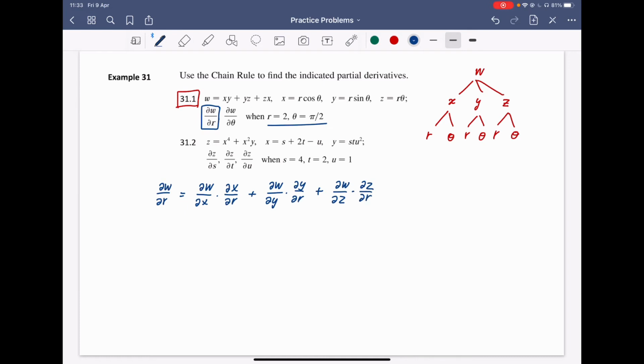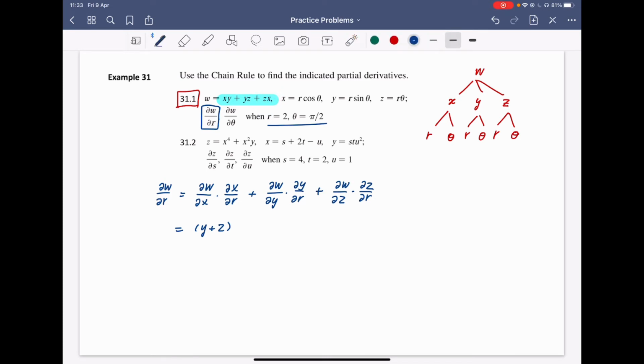Now you just need to differentiate. Differentiate W with respect to x. W is here, highlighted in light blue. With respect to x, you're going to get y plus z. Try to go slow and you will see it. Differentiate xy, you get y. Differentiate yz, you get 0 because you differentiate with respect to x. And then differentiate zx, you get z.